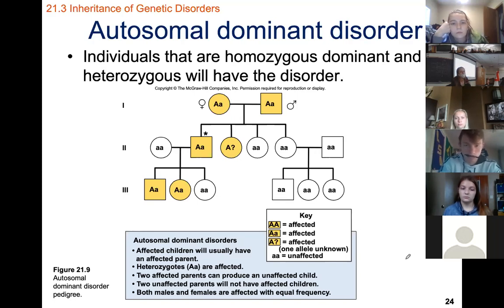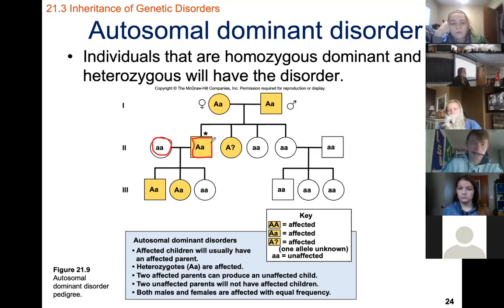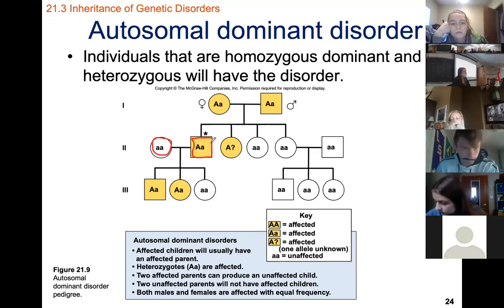Some fun facts about this autosomal dominant disorder is that the affected children will usually have an affected parent. At least one of their parents has to be affected by this if it's dominant. So on the second generation here in the middle, one of the parents does not have it, and the other parent does have that trait. And even though they have a parent that doesn't have that trait, they can still have the possibility of having it here. So that's an example of that.